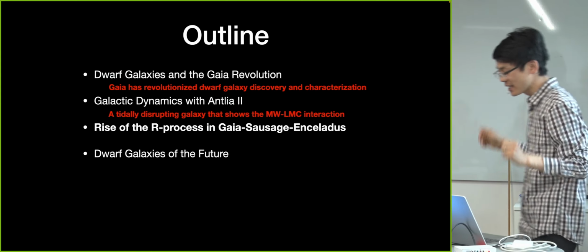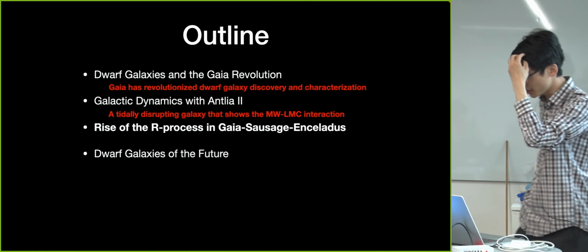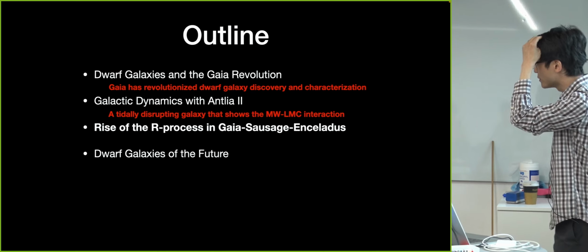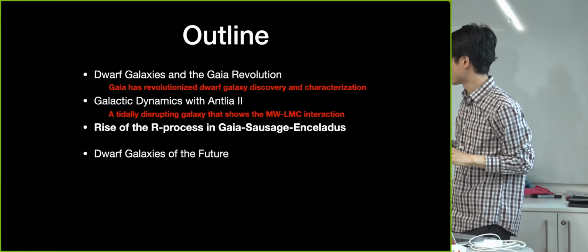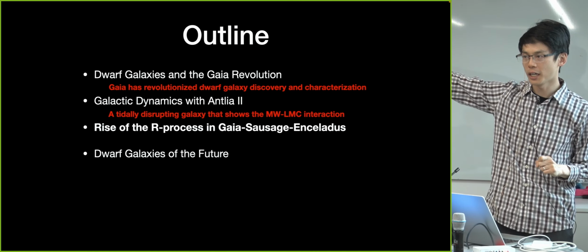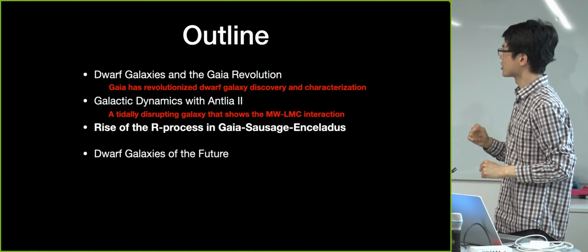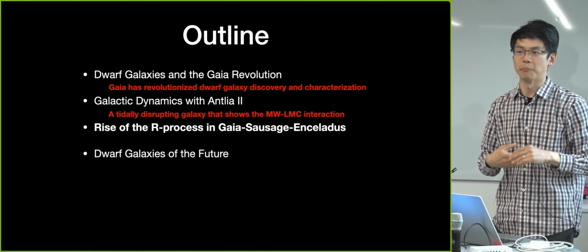So I'm going to switch gears. I've talked about galactic dynamics and a little bit about galaxy formation. Now I want to talk about the rise of the R process in this dwarf galaxy, Gaia-Sausage-Enceladus. I'm going to go through this in a couple of parts. First, I'll talk about the R process. Then I'll talk about what we see in this dwarf galaxy, Gaia-Sausage-Enceladus. And then finally, I'll get to the rise itself.